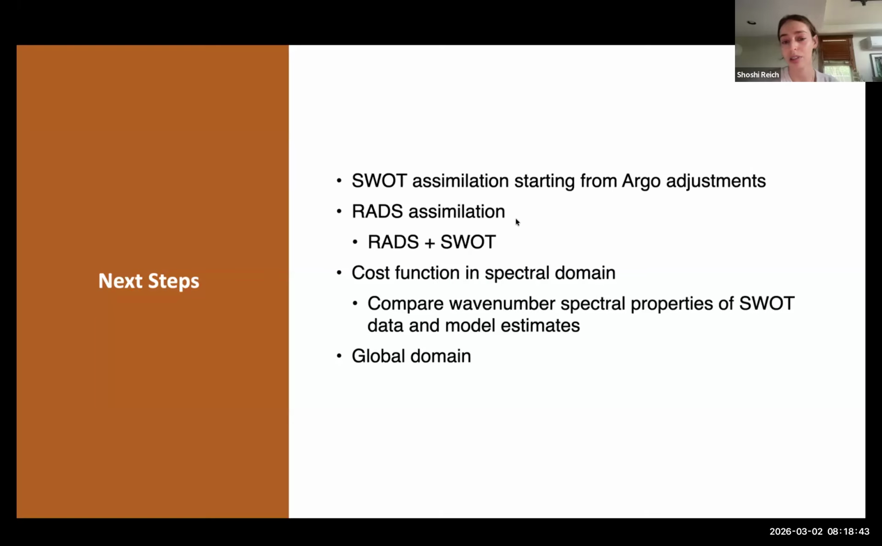And then in the more long term, I'm interested to define our cost in the spectral domain. So instead of comparing directly our model sea surface height to SWOT sea surface height, if I can compare the spectral properties of the two, I'm curious to see how that affects the assimilation. And this might be in a two-stage process where at first I compare just absolute sea surface height, and then after a few iterations, do this new cost in the spectral domain. But yeah, more in the future. And then eventually the global domain.